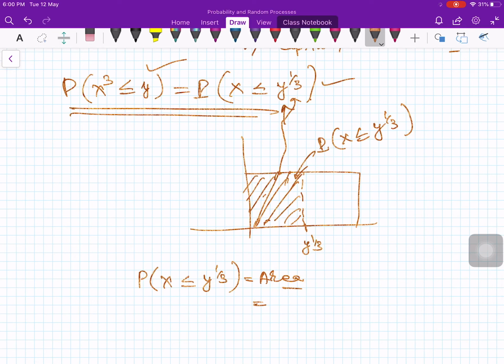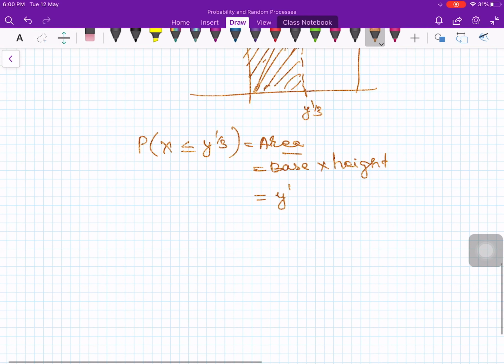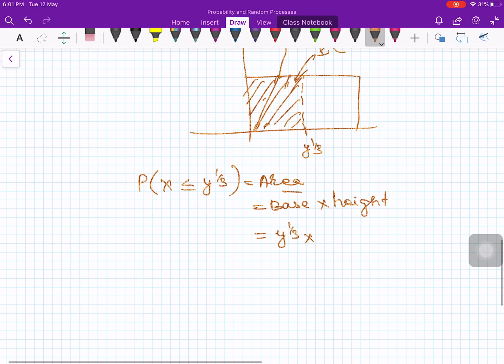So that is going to be width times height. What is the width? Width is y to the 1/3. Okay, so the probability of this event happening is in this shaded area, and the area is equal to the base. What is the base? Base times height. So the base is y to the 1/3, and what about the height? Height is 1/2, because the total probability should be equal to 1.